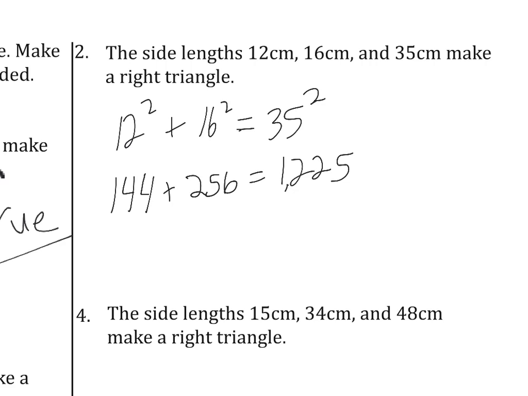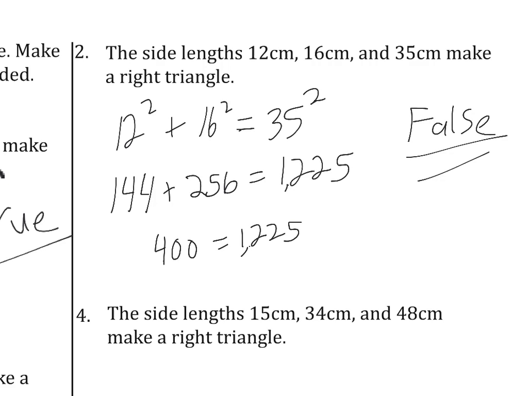Now, just an initial look at this, that doesn't look like it's going to work. I mean, again, mental math, most of you can tell that's going to be not 1,225. But for math's sake and example's sake, we're going to do the math there. So we do 144 plus 256, and we get 400 equals 1,225. So in this case, this is false.